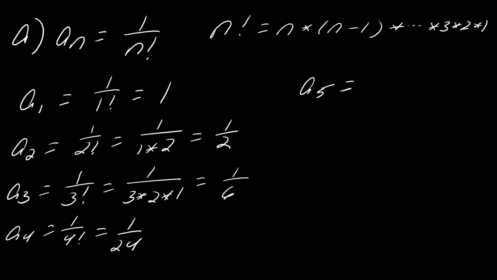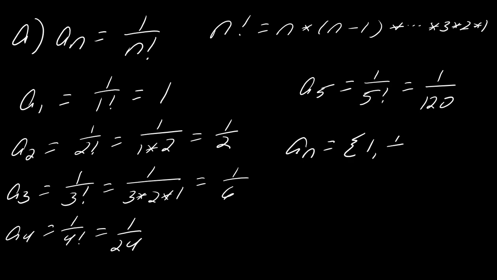And then a sub 5, this will be 1 over 5 factorial, and that's going to be 1 over 120. So those would be my first 5 terms. Now, if I wanted to write that in list notation, I could write this as 1, 1/2, 1/6, 1/24, 1/120. And then I would again put those dots just to indicate that the pattern continues.